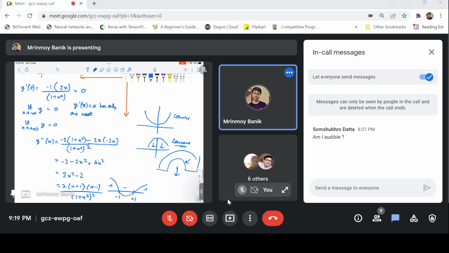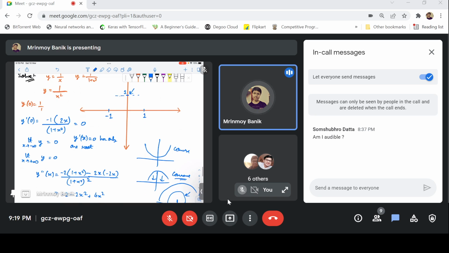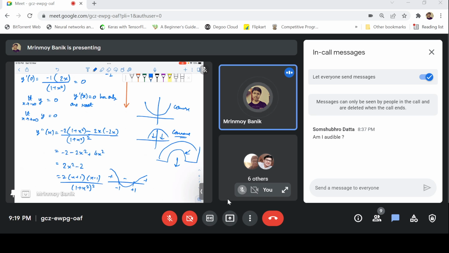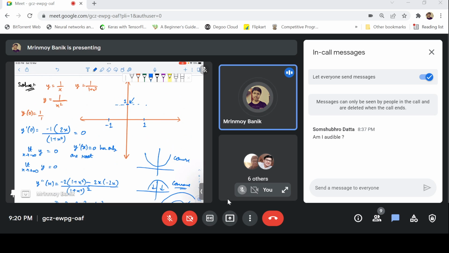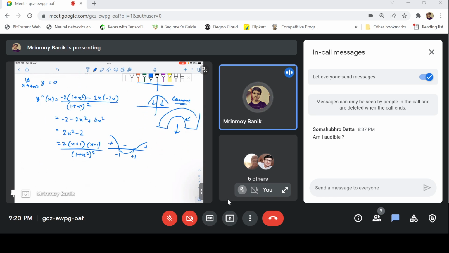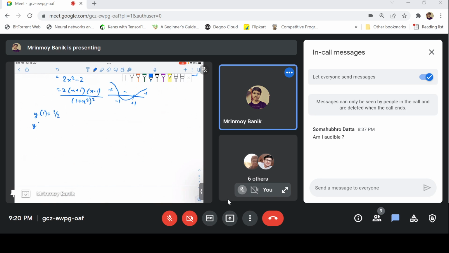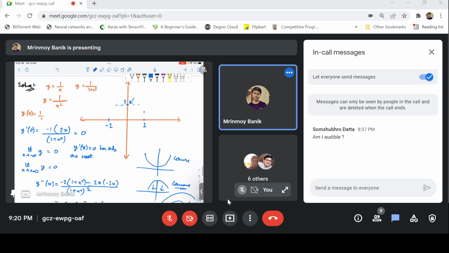So this is 1, this is minus 1. After 1, this thing is positive, so the double derivative is positive. That means it is convex. Okay, so up till 1, this is convex. After 1, this turns concave. What is the value at 1? So y at 1 is half, I believe. y at minus 1 is also half. Okay, so this is half.